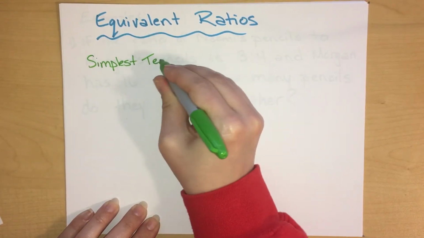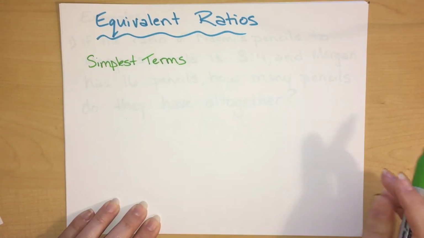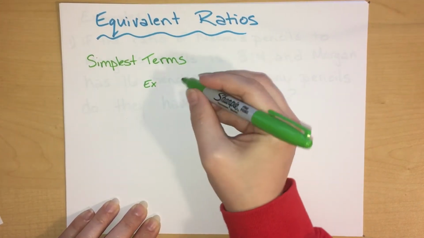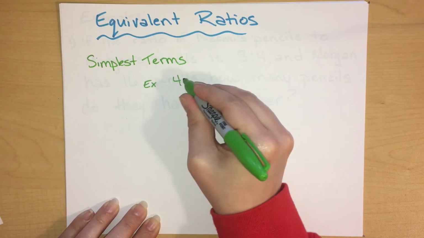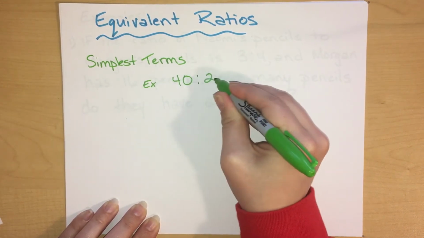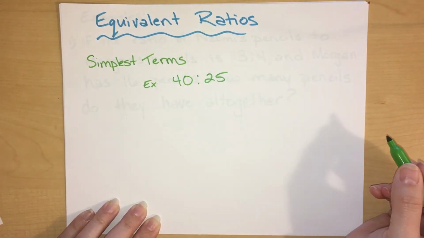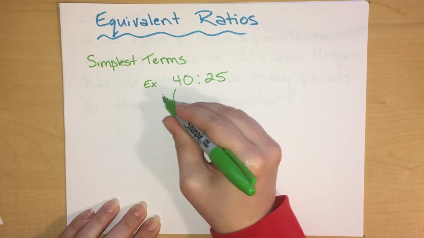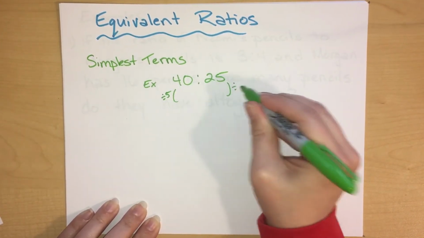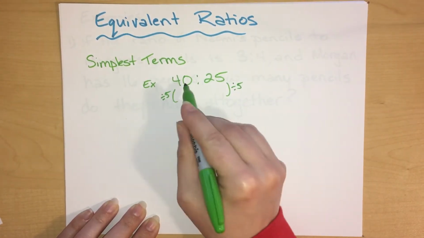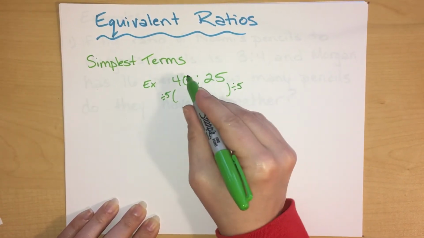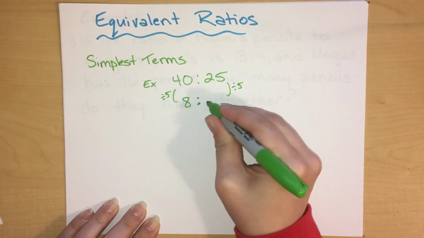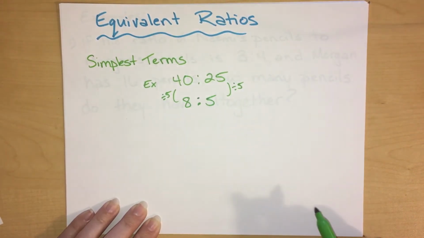So if I have a ratio that's high in numbers and I want to make it a little easier to understand, I can use equivalent ratios and my scale factors to get there. So let's say I had a ratio of 40 to 25 parts, and I wanted to see that in simplest terms instead. So I know 5 can probably be divided into both of these. What I do to one side, I have to do to the other. So my simplest terms ratio will be 8 to 5, and then I can't reduce that anymore.